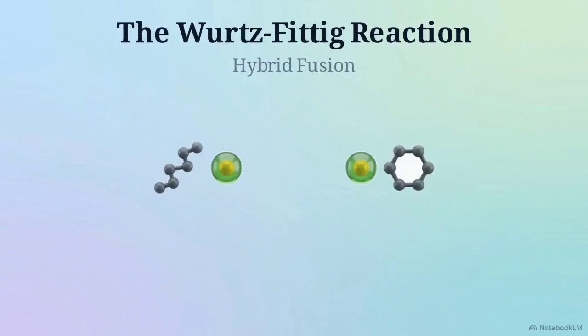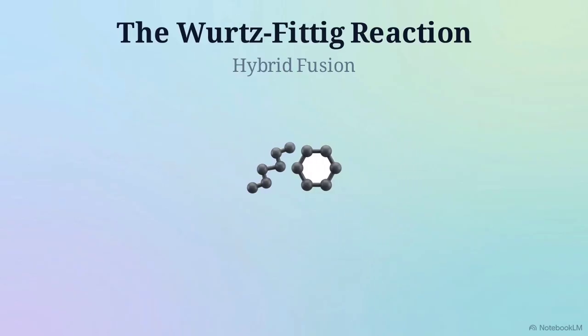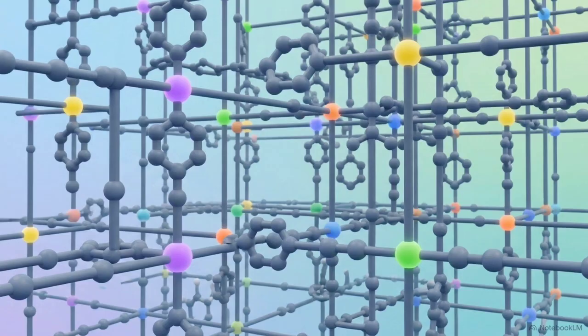The Wurtz-Fittig reaction joins distinct carbon structures. By introducing one straight haloalkane and one halobenzene ring, the sodium removes both halogens, allowing the straight chain to graft directly onto the side of the aromatic ring. These methods allow for the expansion of molecular size, connecting isolated carbon fragments into larger frameworks.